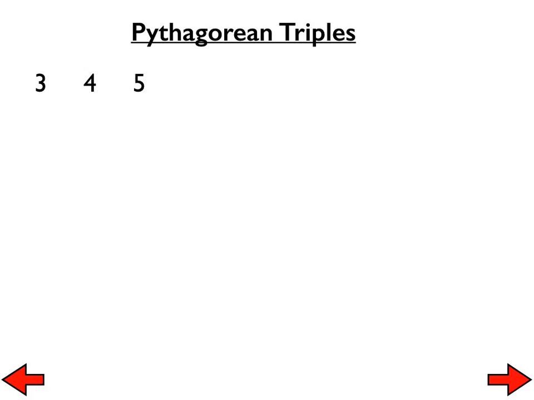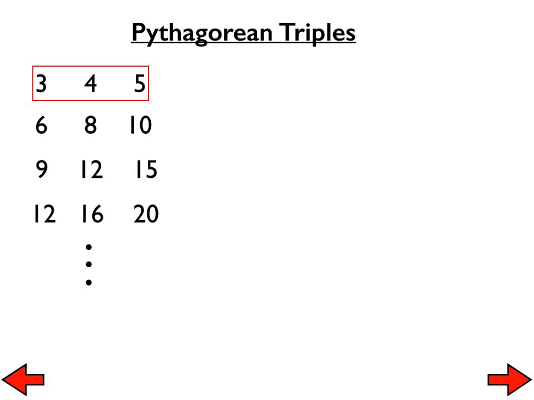But also multiples of those numbers. So if I took and doubled each of those numbers, that also makes a right triangle. 6, 8, 10, that's just 3 doubled, 4 doubled, and 5 doubled. Or if I triple each of the 3, 4, 5, that's another right triangle. So there are lots of right triangles that are created from 3, 4, 5. So 3, 4, 5, one of the most popular ones.